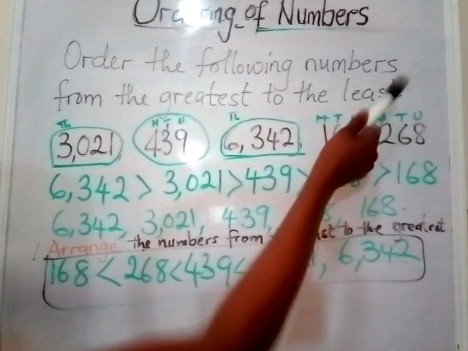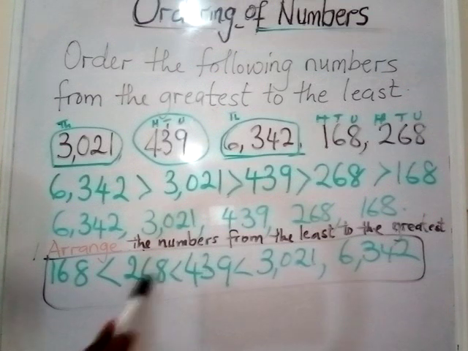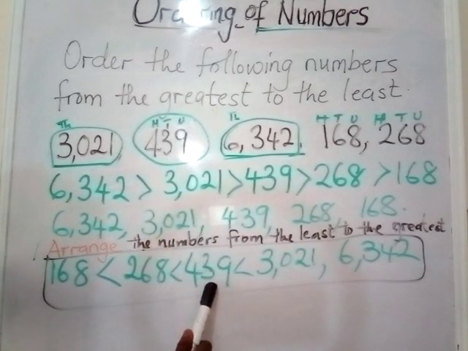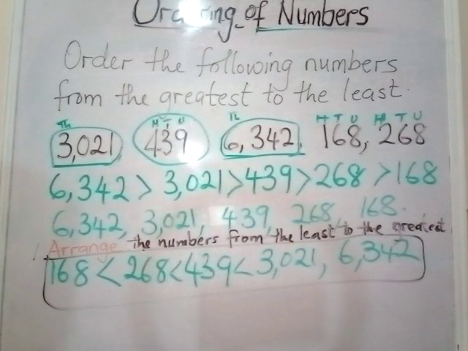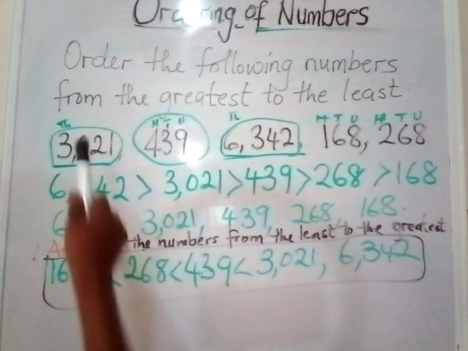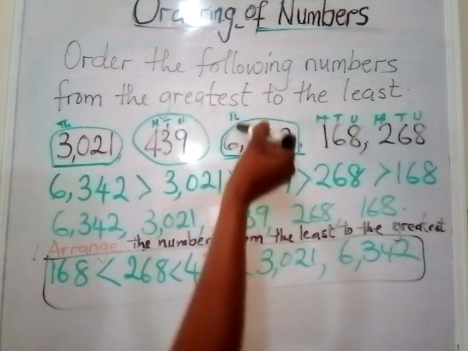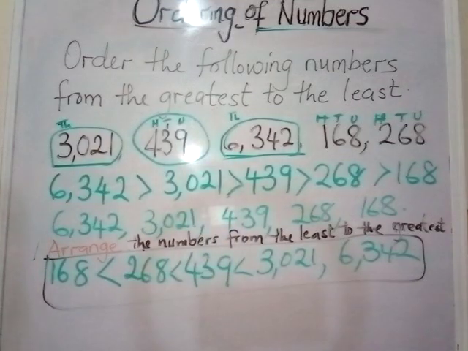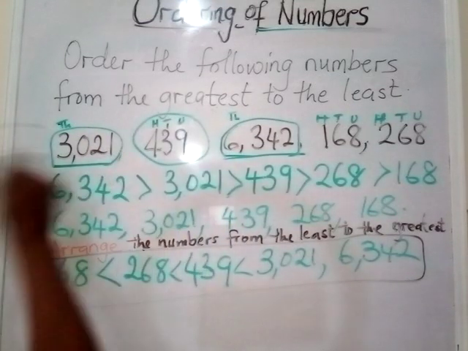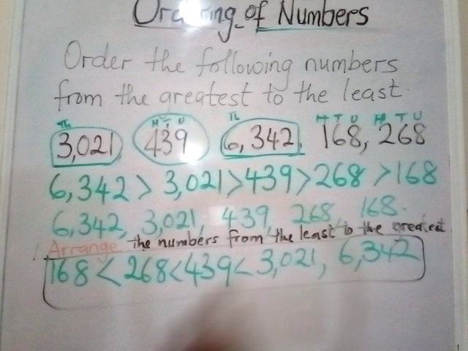Which is bigger? 2 is in the hundreds here, 4 is in the hundreds. 2 is smaller than 4. So the next is 268, after which your 439 comes. Now you are left with the 2 numbers that have 4 digits. How do you know which is bigger and which is smaller? Just check the numbers in the highest positions. Here we have 6, in the other number we have 3. And we know that 6 is bigger than 3. 3 is smaller than 6, so 3 should come first. And lastly, you have the biggest one, which is 6.